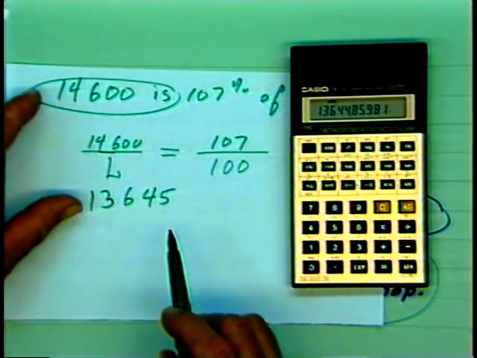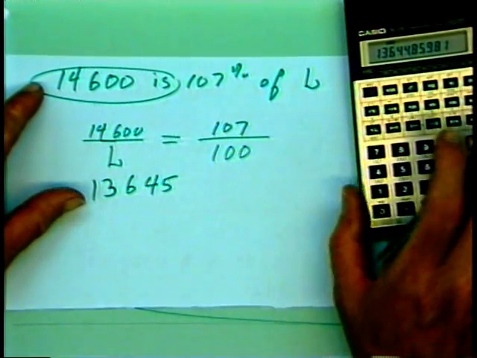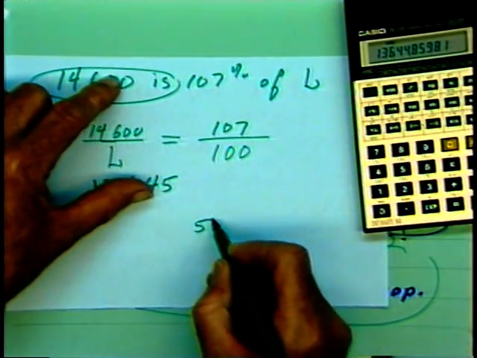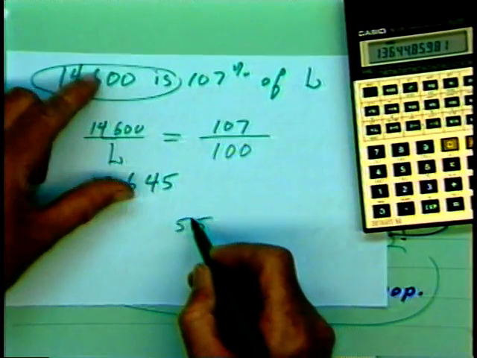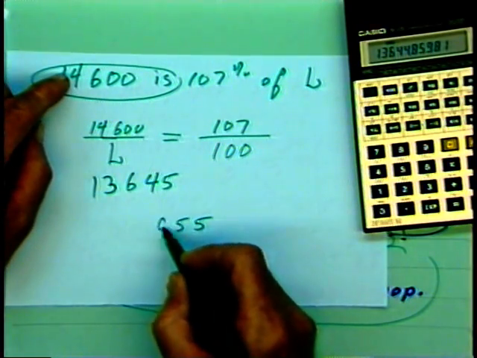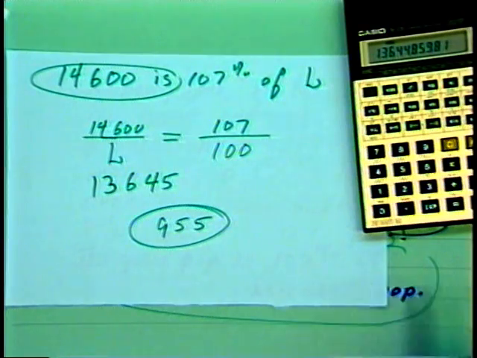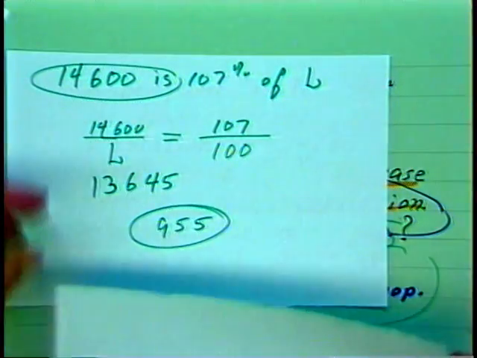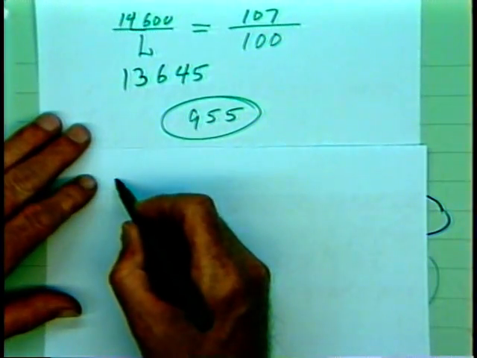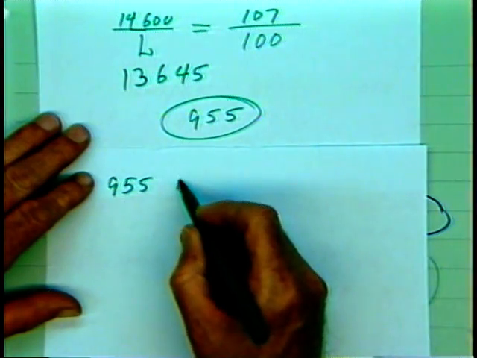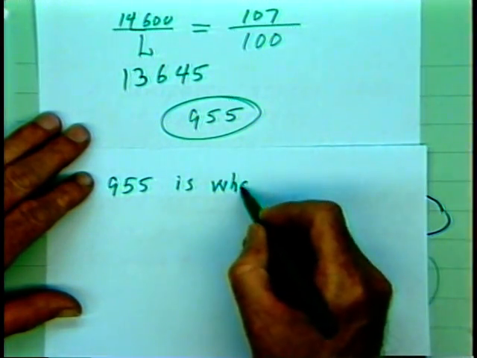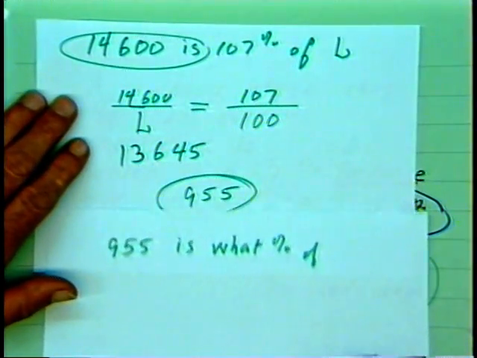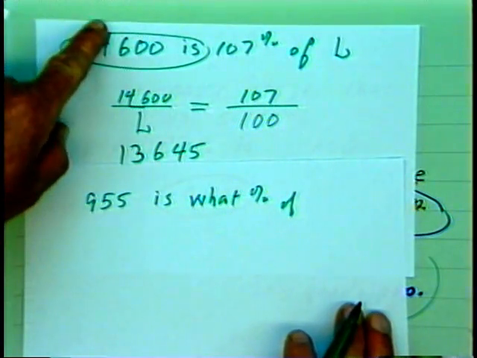If we were to find the increase now, just as a check, if we were to subtract these two, we would get 955. So we actually increased the population by 955. So we could ask this question now. Let's look at our increase, 955, is what percent of what it increased from? And it's increasing from this, going towards that.